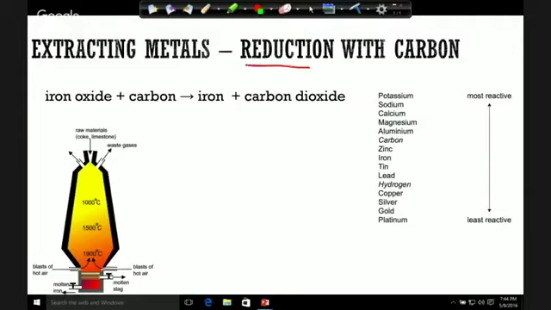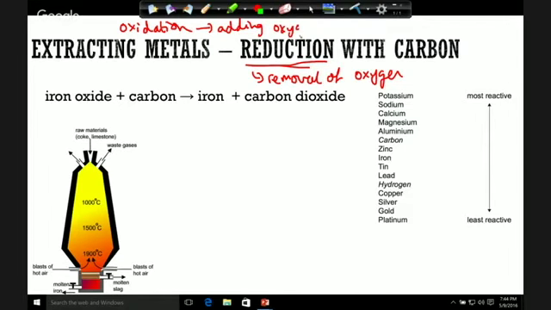And you need to know that the word reduction means the removal of oxygen, whereas the opposite to that is oxidation, which will come up later in the topic. Oxidation is adding oxygen. Okay, and reduction is removal of oxygen. So it's basically using carbon to remove oxygen from its ore. Sorry, removing oxygen from that metal ore.